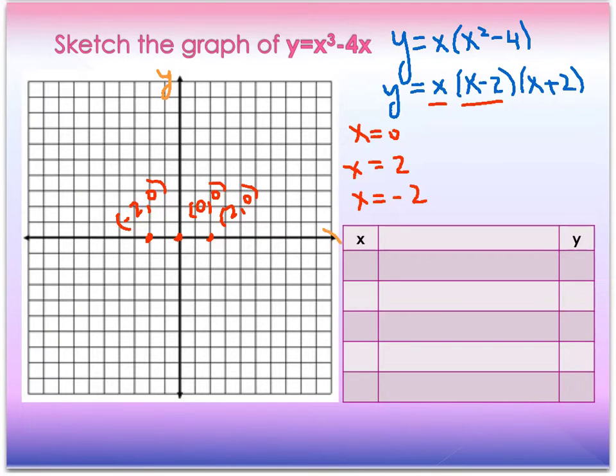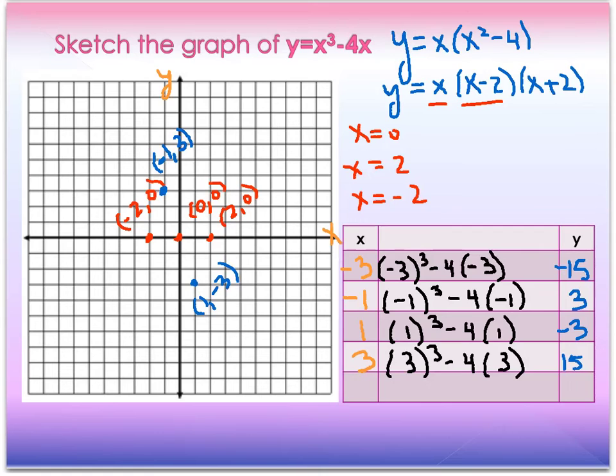Now, picking values, let's pick a value to the left just to make sure that we're right. So I'm going to pick negative 3. In between, I'm going to pick negative 1. In between the other 2 points, I'm going to pick positive 1. So I picked one from over here, one from here, one from here. And let's pick a point over here, so let's pick positive 3. Now we're going to plug those into the function and find our y coordinates.